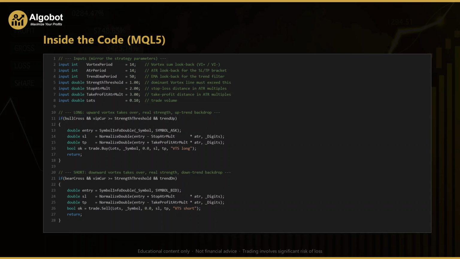Now look at the long block. The condition reads: if bullCross, and the current VI+ is at or above the strength threshold, and trendUp is true.